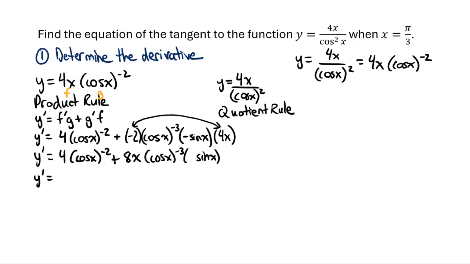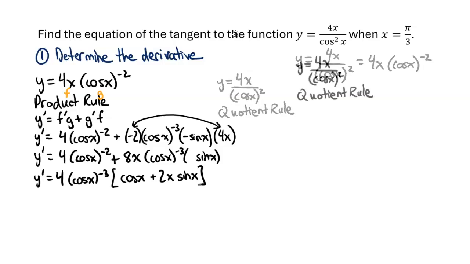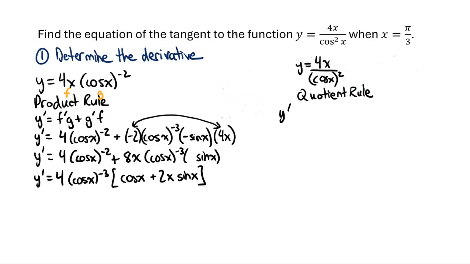and make that positive 8x. So now we can go ahead and common factor a 4 out of both the terms, and we want to common factor out the lowest power of the cos x, which is negative 3. So the first term is just going to be left with a cos x, and the second term is going to be 2x times sine x, and you can expand that back out to get the line above it if you need to. We're going to come back to that negative 3 on the cos x later, but let's look at the quotient rule now.